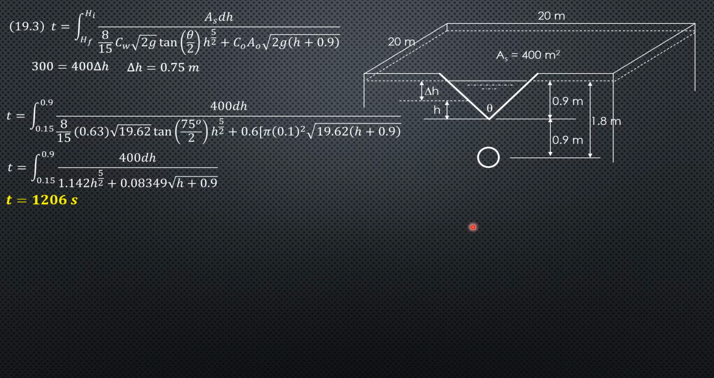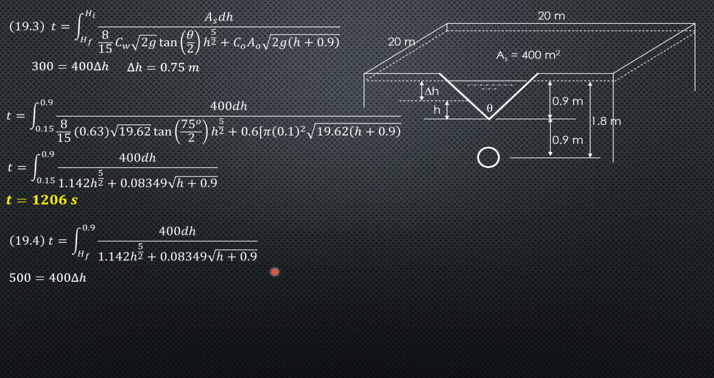And for the last, the time to discharge 500 cubic meters when both the weir and the orifice are open. So we use the same formula. So HF to 0.9 for dH over 1.142 head to the 5 halves plus 0.08339 square root of H plus 0.9. So 500 equals 400 delta H, so delta H is 1.25 meters. However, 1.25 is greater than 0.9, so meaning to say the final level will be here.